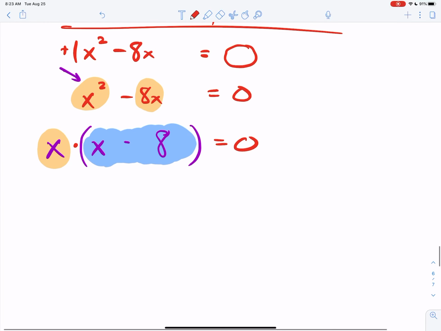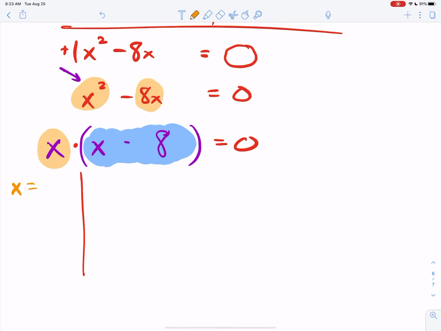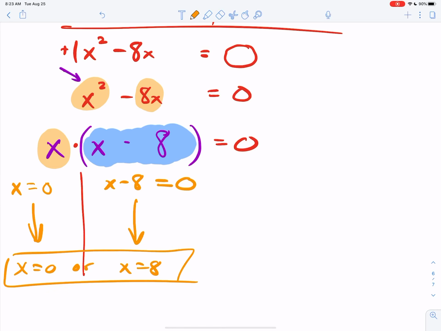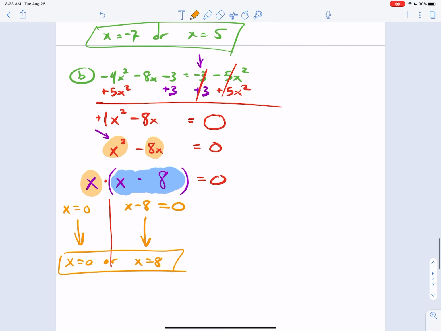So I like to just draw the line where it separates the 2 factors here, okay? So x will equal 0, or the x minus 8 factor will equal 0. Now this one is already solved, so x is equal to 0. And over here, eventually you'll get x equals 8. So you still get 2 solutions here. All right. That's pretty much it.